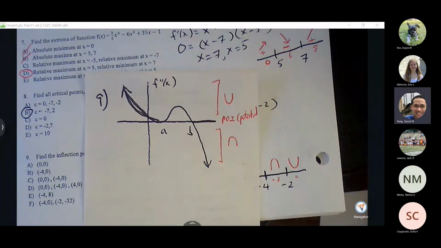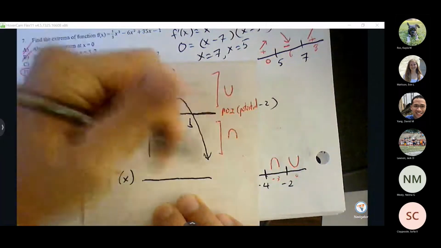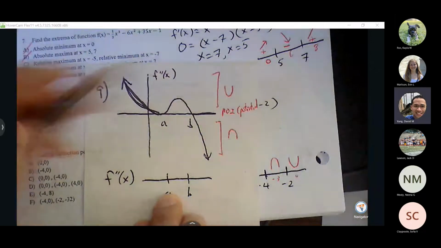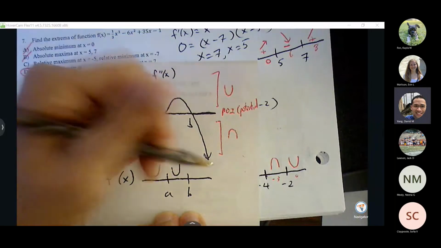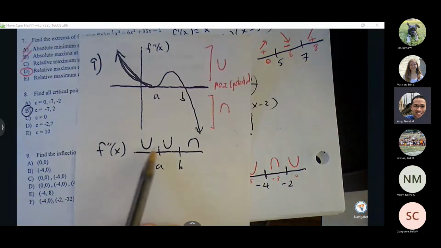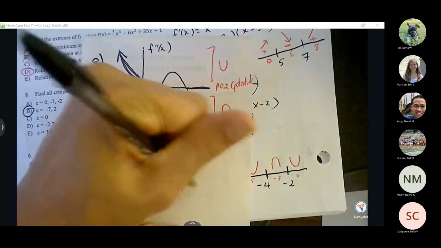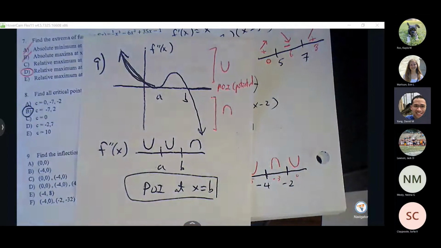So if I try to create my sign line here, the left is above the x-axis, between A and B, still above the x-axis, to the right of B, below the x-axis. So A is a candidate, but it doesn't pass the test because it doesn't change signs on either side. B is a point of inflection, because the second derivative changes signs.